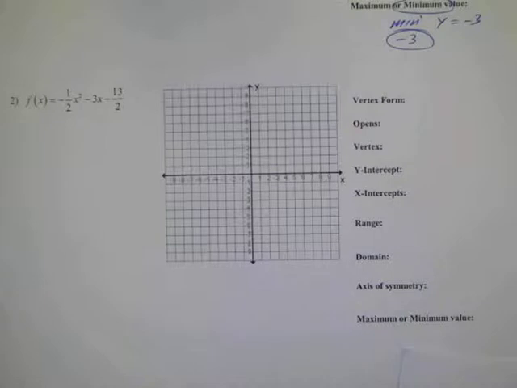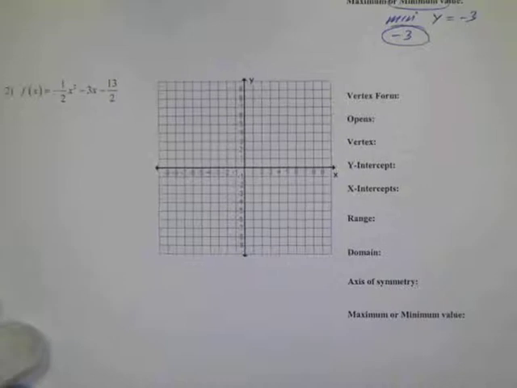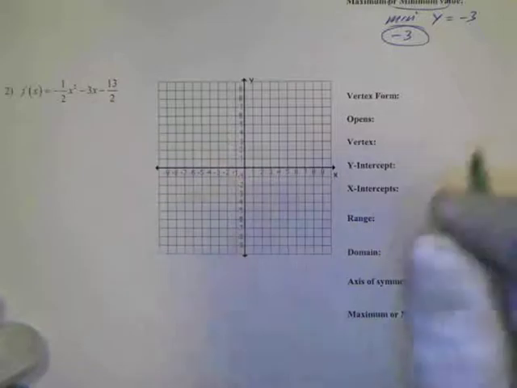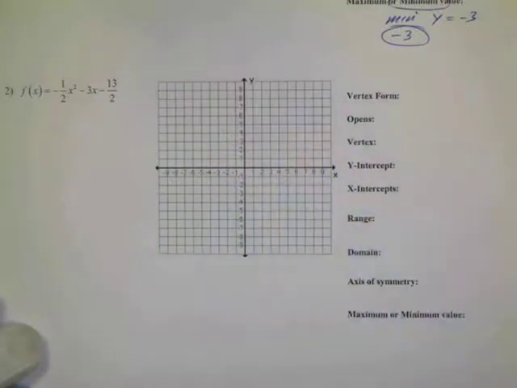Here's another example of graphing parabolas. So we have f of x equals negative 1/2 x squared minus 3x minus 13 halves. And right away we can tell the y-intercept. The y-intercept will be the point 0, negative 13 halves. So I can write that in here.